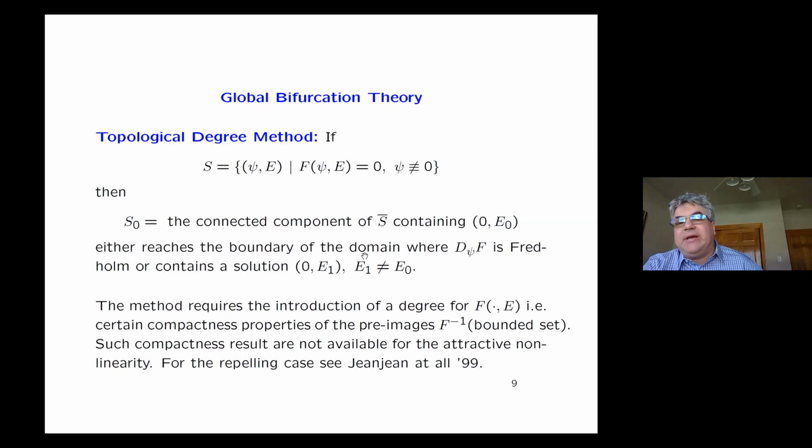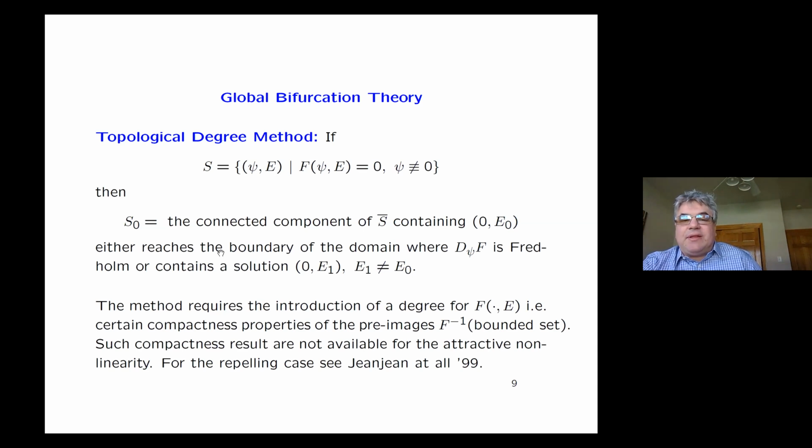It has to reach the boundary of the domain where the linearization of f with respect to the unknown function, the coherent structures that we are looking at, is Fredholm. So the domain where this linearization is Fredholm means the kernel of the linearized operator is finite dimensional, if it's not trivial, and the range of the linearized operator has finite codimension. So the orthogonal space to the range, since we are working in Hilbert spaces here, is also finite dimensional.